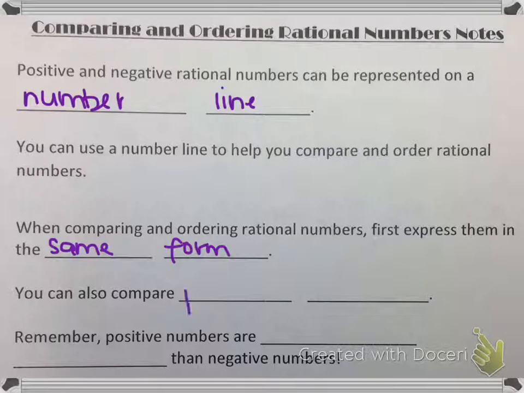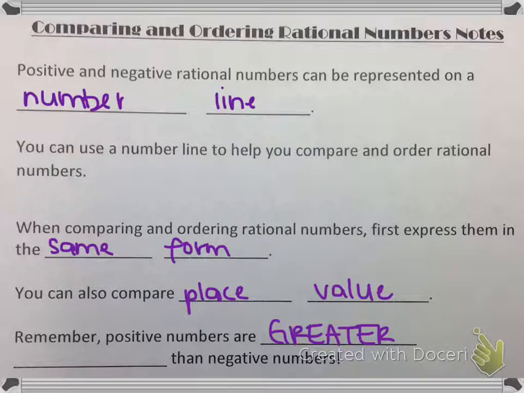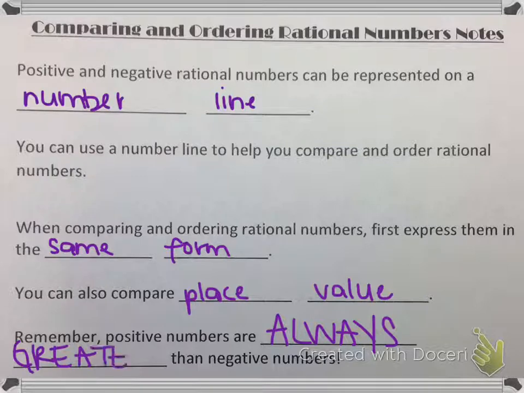You can also compare place value if your rational numbers are decimals. And remember, positive numbers are always greater. You know what? Let's put always in this blank. Always greater. There we go. That makes more sense. So positive numbers are always greater than negative numbers.